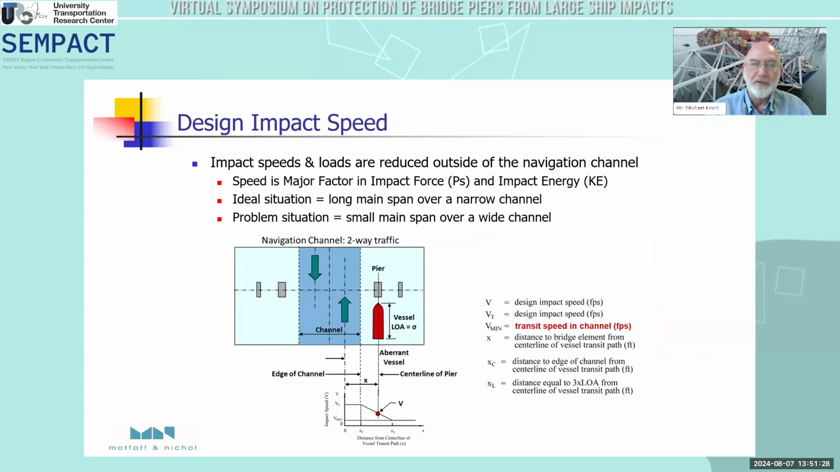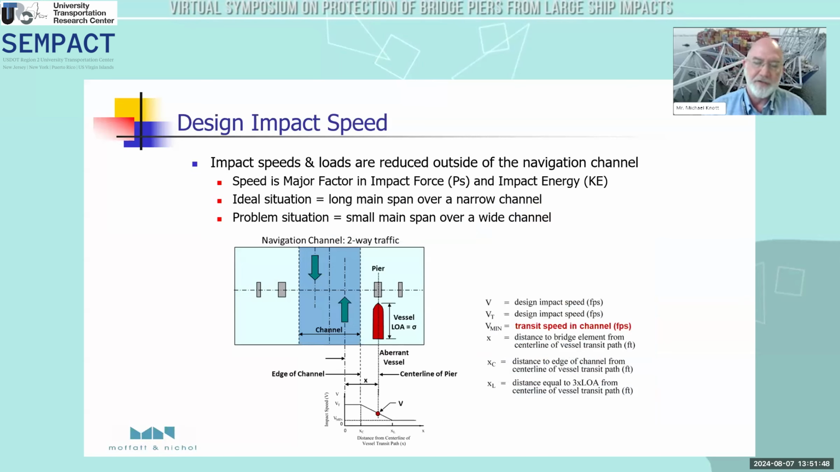Design impact speed is critical. It's probably one of the major factors in estimating the impact force, and also the impact energy. The energy, of course, goes up by the square of the velocity. The faster it goes, the more energy. And the vessel isn't stopped until the energy is absorbed.